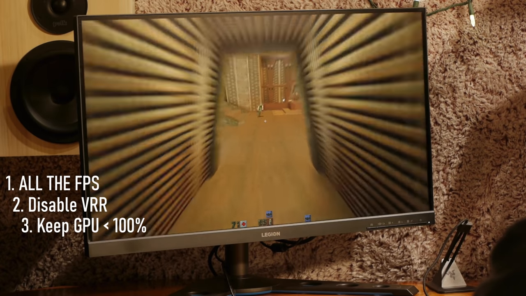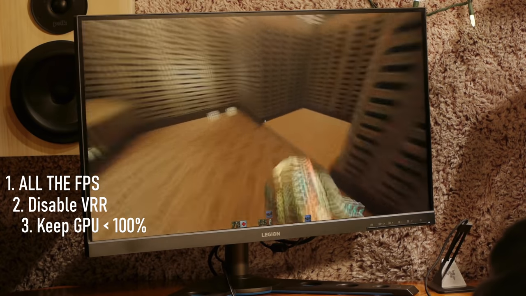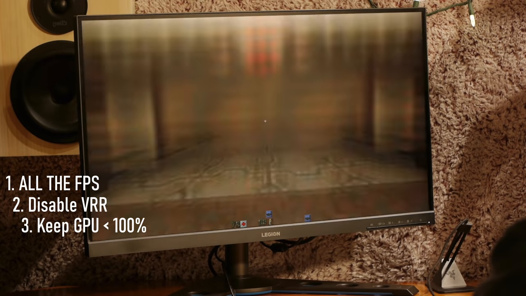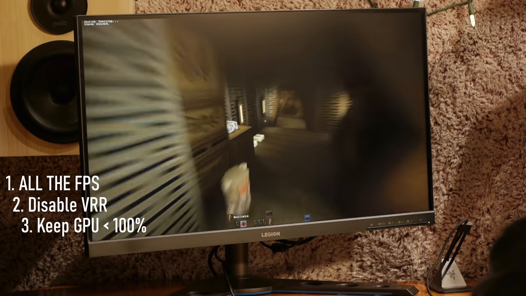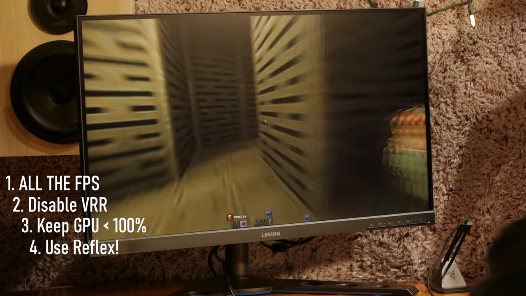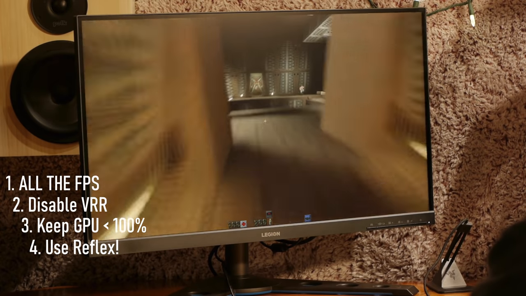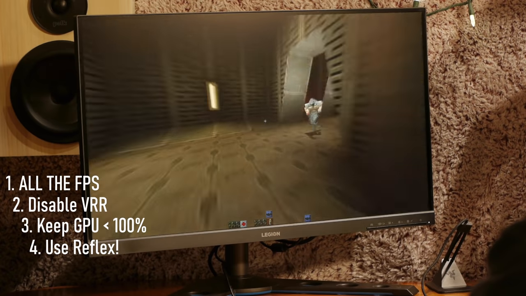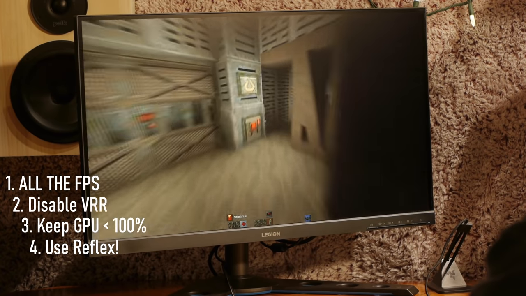Number 3, and this is the most important one, don't max out your GPU. Just don't do it. Moreover, try to keep your GPU use below 90%. But suppose you can't help it, like in my case with Warzone. So, number 4. If you have to run into GPU limits, turn on Reflex. Reflex does an outstanding job of limiting lag in GPU bound scenarios, especially at low frame rates. Low here meaning anything below 120 FPS.